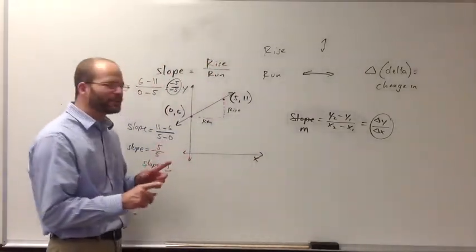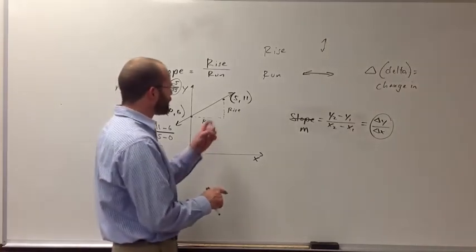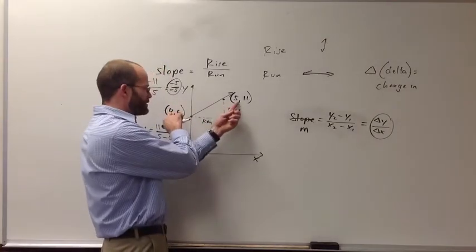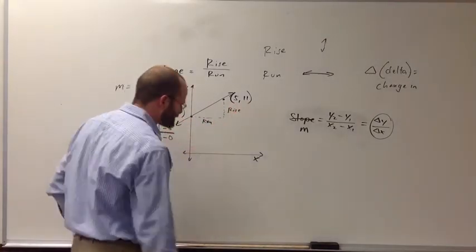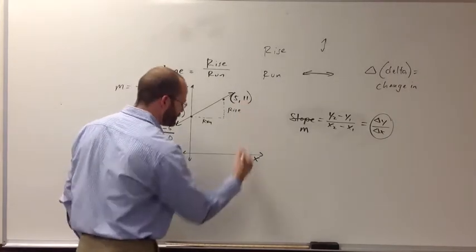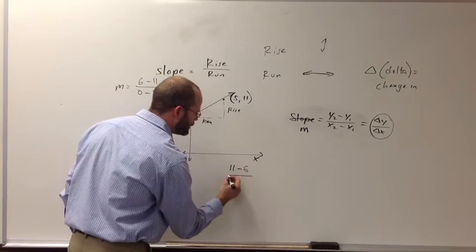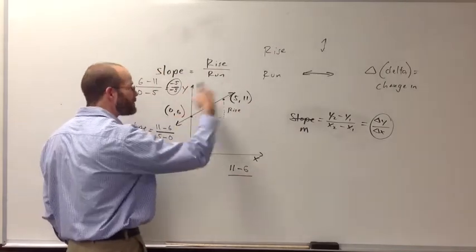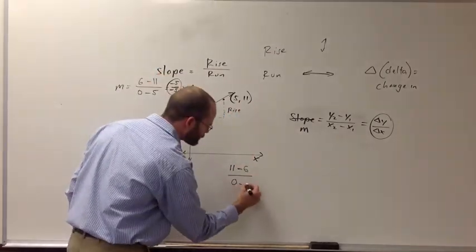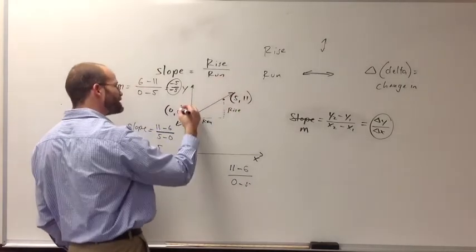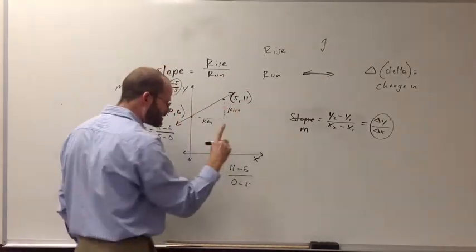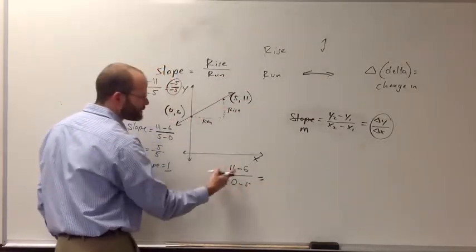One thing we cannot do, however, we cannot switch just the x values and leave the y values. So for instance, I could not take 11 minus 6, and then divide that by 0 minus 5. I can't take 11 minus 6 and divide by 0 minus 5. That's not going to work for us. Let's take a look. 11 minus 6 is 5.